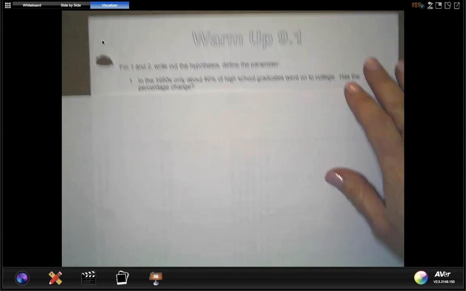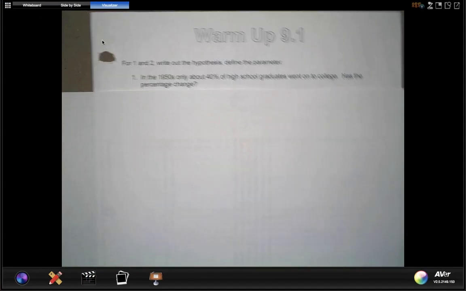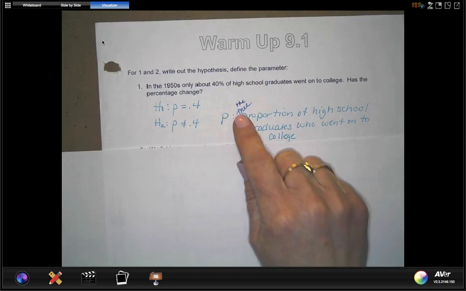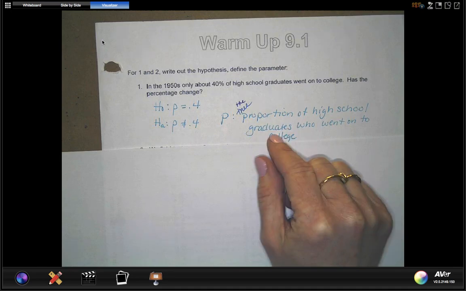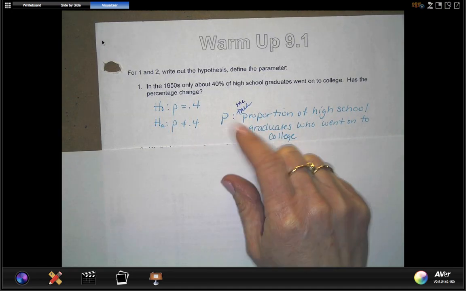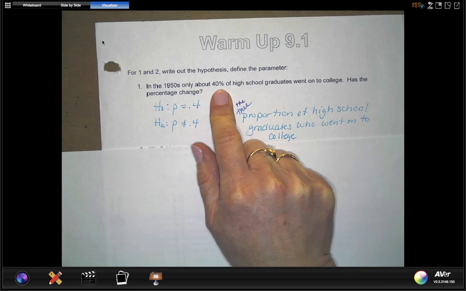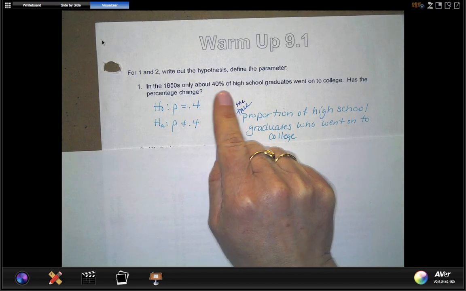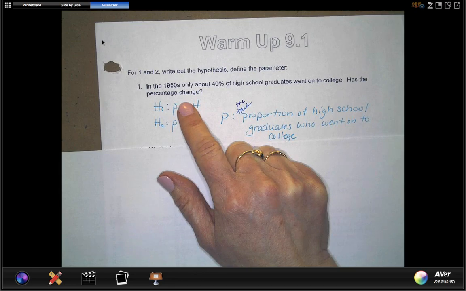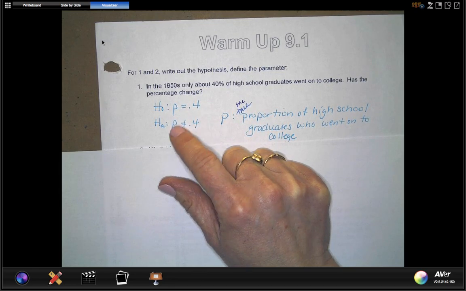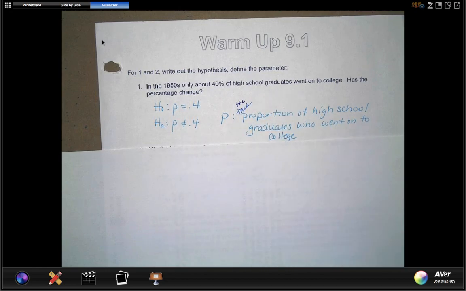All right, let's just go over this warm up here real quick. Make sure, again, make sure you're defining it. So the true proportion of high school graduates who went to college. You want to have the context here. This is about a proportion. It's about the 0.4. So only 40% of college has the percentage changed. It doesn't tell us direction. So we have P equals 0.4, P not equal to 0.4. Okay.